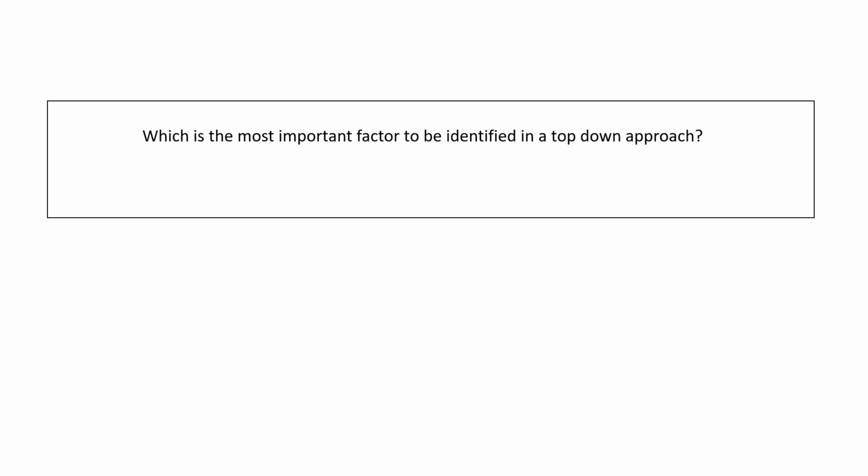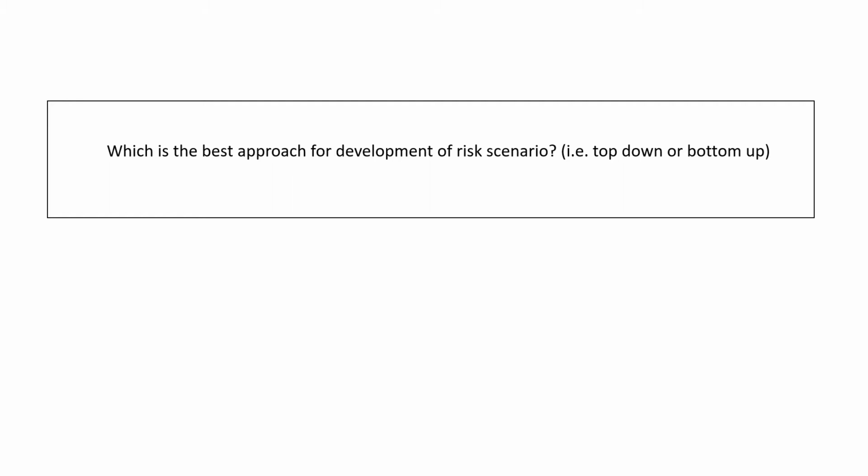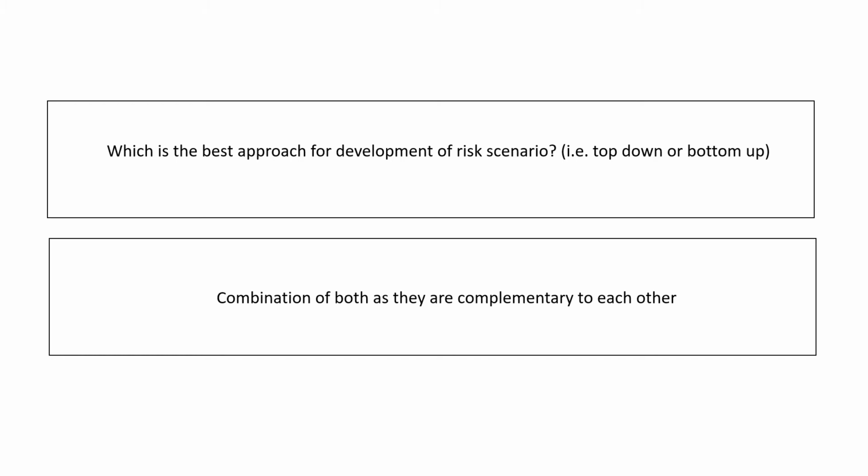Let us discuss some key aspects from exam perspective. Which is the most important factor to be identified in a top-down approach? As we all know, top-down approach is from management perspective. And management is always concerned about their objectives and goals. Which is the best approach for development of a risk scenario? Top-down approach or bottom-up approach? We discussed this: a combination of both, as they are complementary to each other.